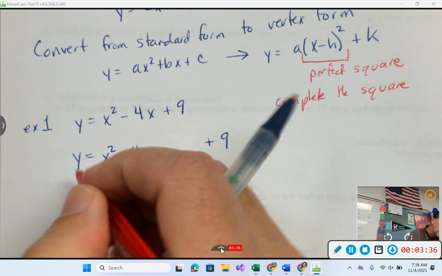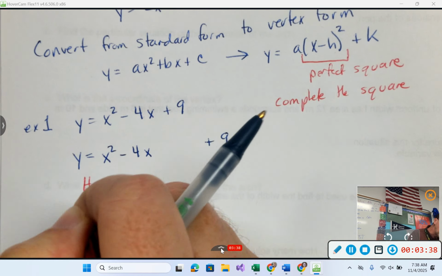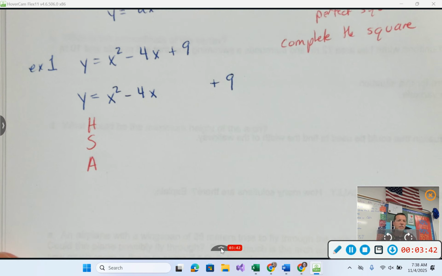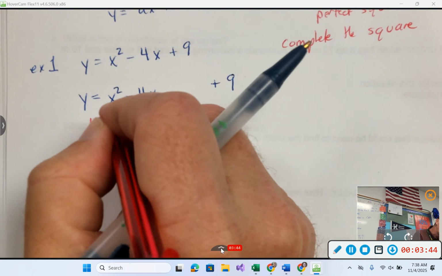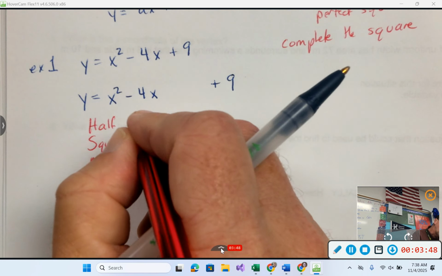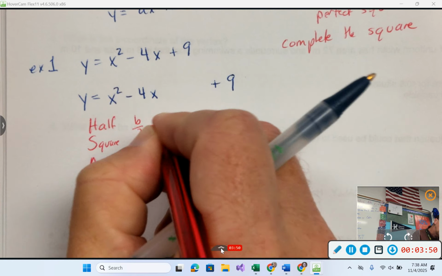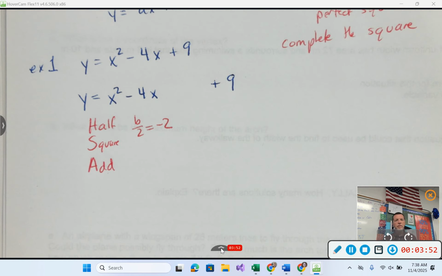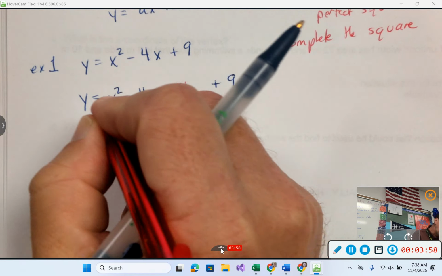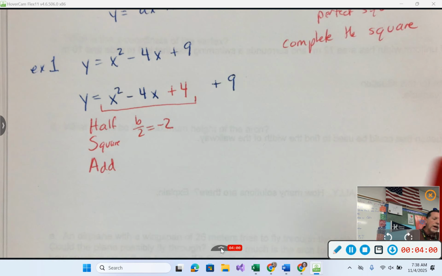Now, the steps are the same, like those key steps that we talked about, HSA. What's HSA stand for? Half it, square it, add it. Half it, square it, add it. Okay, so half of b is negative 2. Square it, we get 4. So if I put a plus 4 right here, now I've got a perfect square. Now we completed the square.